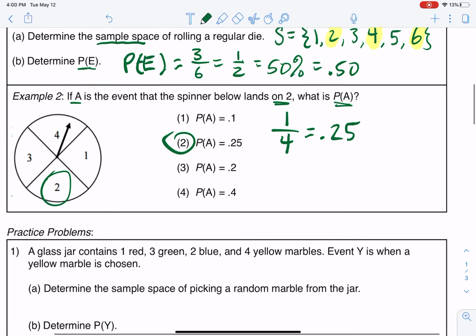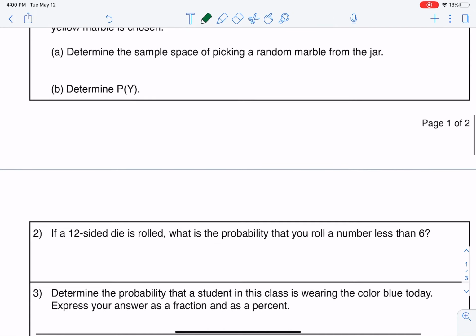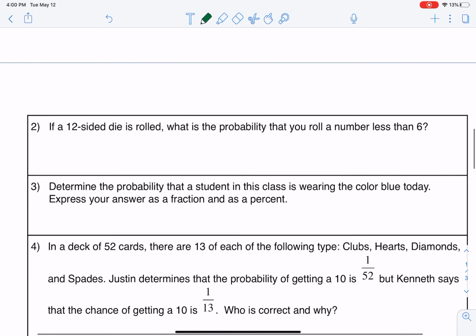Okay, there are some practice problems below that ask you to write down the sample space and determine the probability.